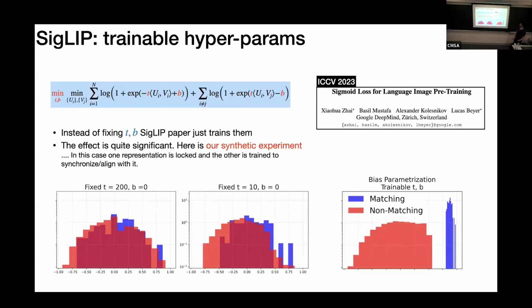And here are some experiments that show that. These are some synthetic experiments where one representation is locked, probably text, and image is trained, I think. Here's a fixed very high temperature and zero bias. Here's a fixed moderate temperature and zero bias. And you don't get the separation whatsoever. However, with trainable parameters, we get this very nice separation between the positive inner products that are supposed to be positive and large and the mismatched ones that are supposed to not be as large. We call this a margin. There's a separation between the positive inner products and the mismatched inner products.